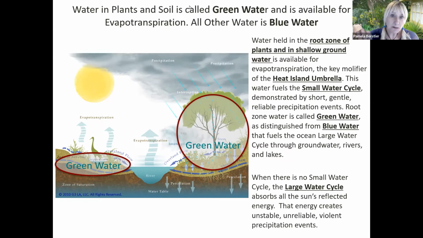All other water is blue water. Blue water is water that you identify in a water body like a creek or a lake or ocean or river or whatever. That is blue water. And even the water in the atmosphere is essentially blue water. But when the water is cycling through plants, it's green water. And the water that's in the root zone of plants is green water. And it is very low impact development, nature-based solutions that enhance green water.